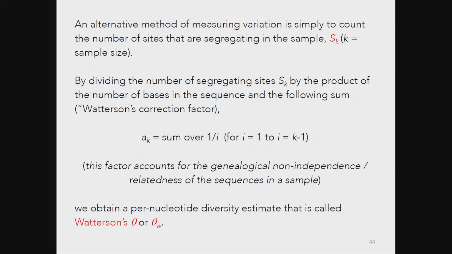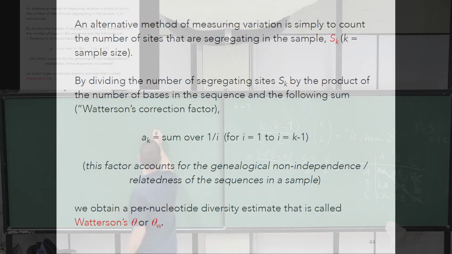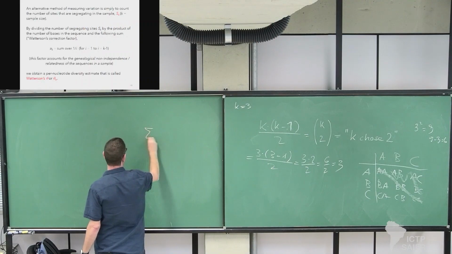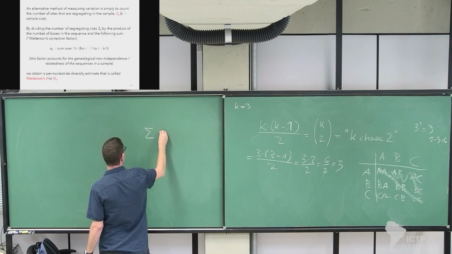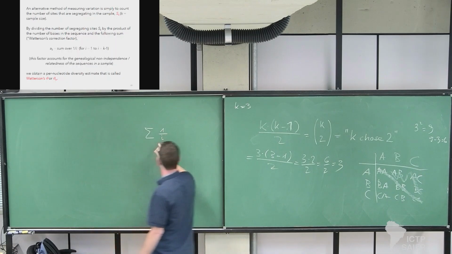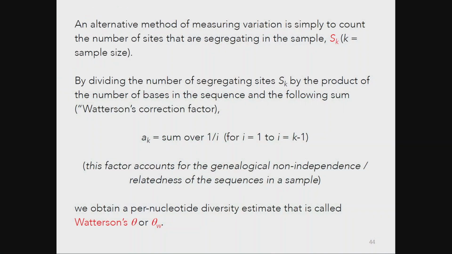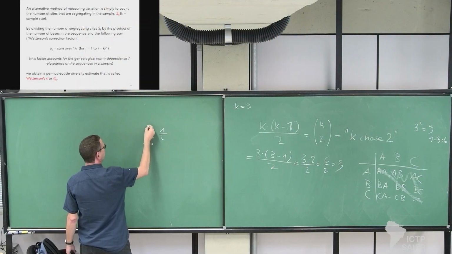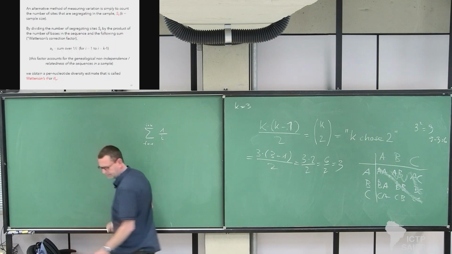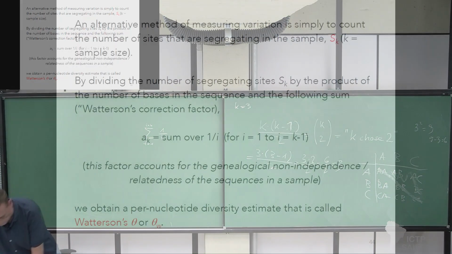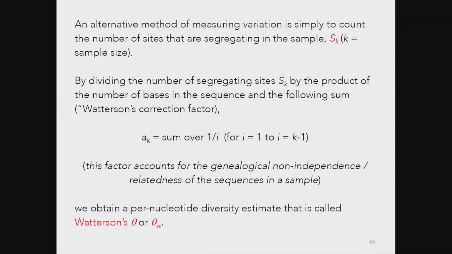It's a little bit more complicated than that, because we need to divide the number of segregating sites by the product of the number of bases, so 30 nucleotides, and the following sum, which is called Watterson's correction factor. I didn't write it as a proper sum, but we can put the summation sign. It's the sum over 1 divided by i, where i runs from 1 to k minus 1, exactly. So it's like this sum.